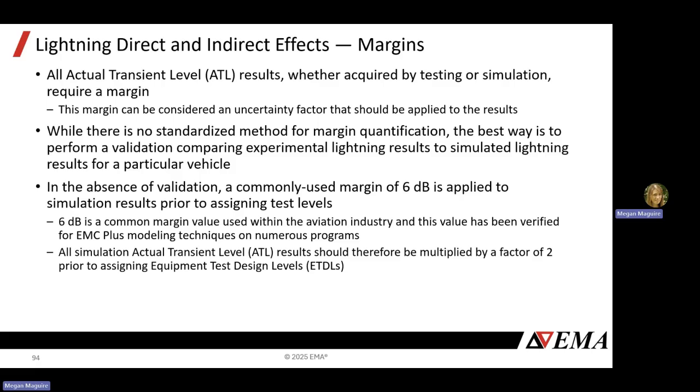In the absence of validation, a commonly used margin is 6 dB or a factor of 2. This is common in the aviation industry and has been verified on numerous programs that we've worked on. So when you apply this margin, essentially, you would take all of your simulation values, or all of your actual transient levels, so the data you collect from your simulation, multiply it by a factor of 2, and then use that value for assigning your equipment test design levels, or ETDLs. So the DO-160 levels that I mentioned before with the waveform reduction.